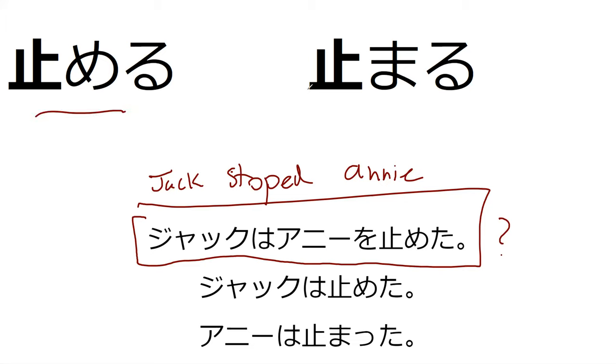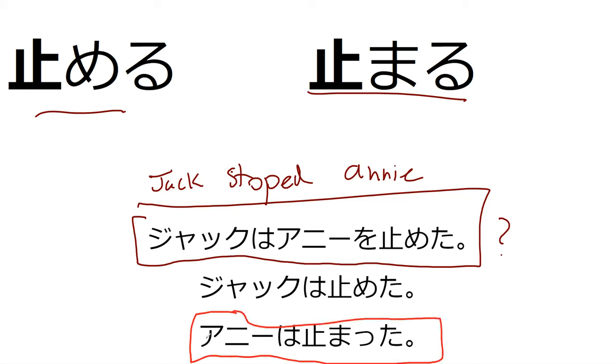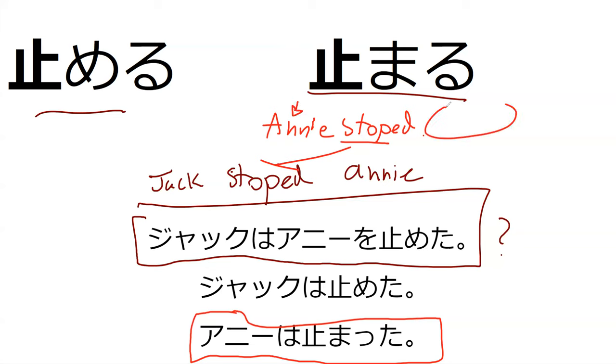So this is how tomeru and tomaru are different. In other words, Annie wa tomatta would mean Annie stopped. It's very interesting because in English, we don't actually make a difference. Annie stopped means the one stopped is the verb, but if you added something over here, the verb's totally different. Suddenly the one stopping is this thing. But in Japanese, they actually use different verbs to illustrate this concept.